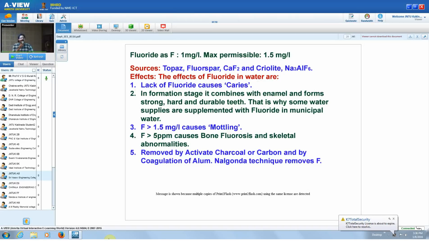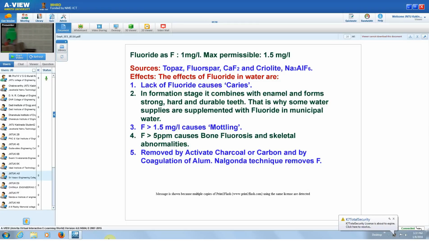Okay, the first effect is lack of fluoride causes caries. What is meant by caries? I could have very easily written the meaning of it. Any meaning which you all know, I could have written, but I have not written because I am interested in you. I want that you should learn yourself. What is meant by caries? Dictionary బాగా చూస్తున్న వాళ్ళని చూపించండి. What does caries mean? Decay of tooth or bone.